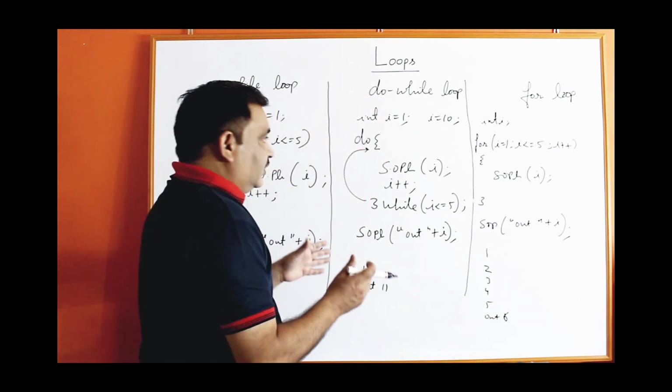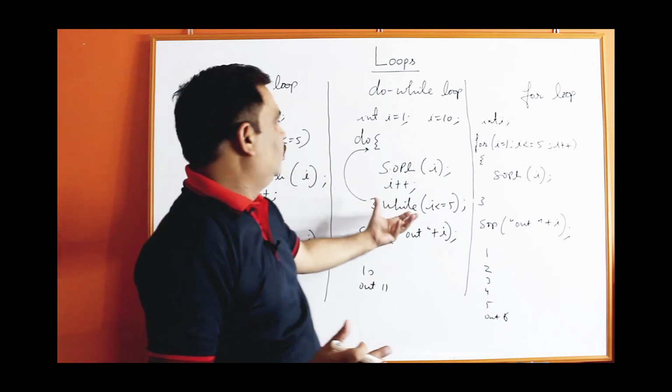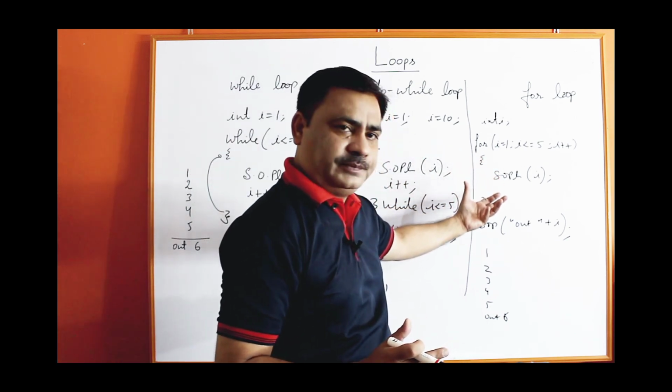So these are the simplest forms of the loops: for, while, and do while loop.